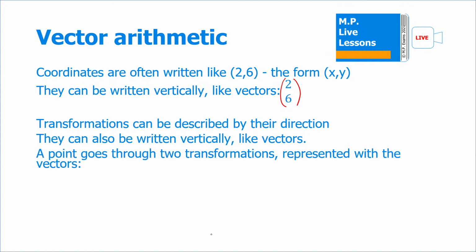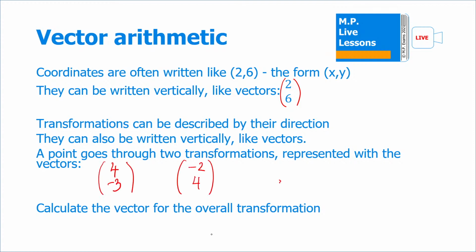So let's say a point goes through 2 transformations represented with the vectors 4 and -3 and -2 and 4. So calculate the vector for the overall transformation. So what we do is we just add the vectors together. And what we get is just 2. So these two numbers are added together, and these two numbers are added together. That's it in the end. Simple.